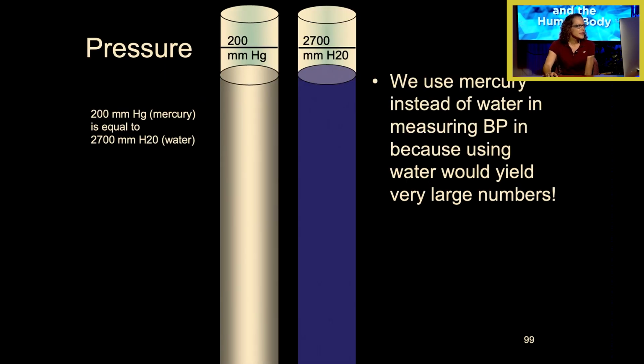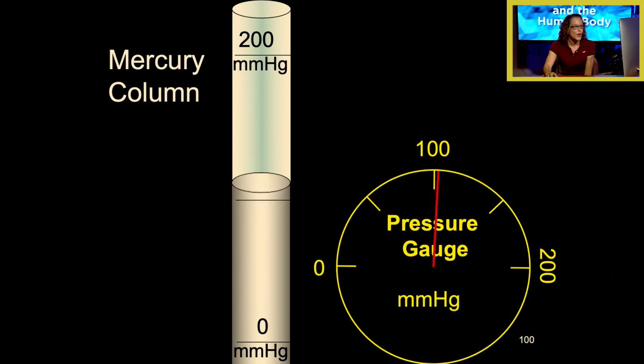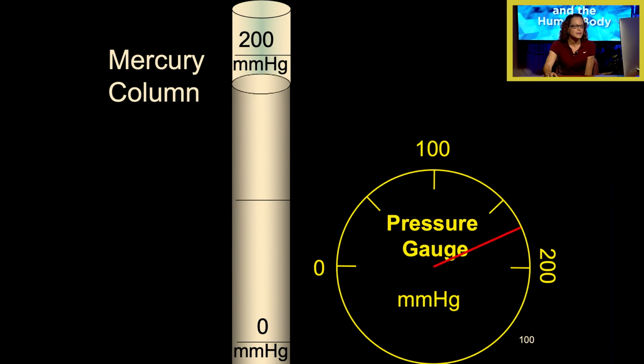We use mercury instead of water in measuring blood pressure because using water would yield very large numbers. You can see here that 200 millimeters of mercury is equal to 2,700 millimeters of water. Blood pressure relates to circulation of blood through the arteries and arterial resistance to blood flow.